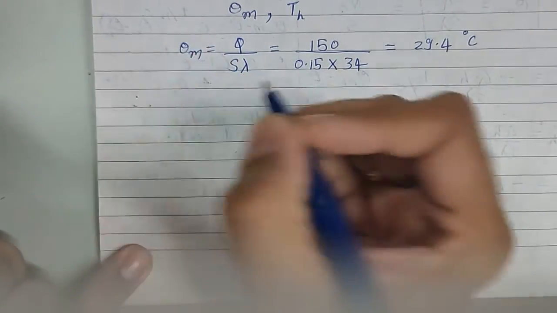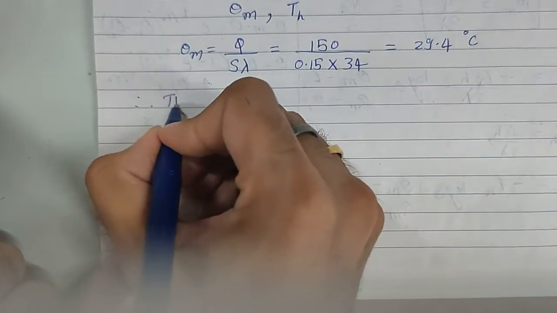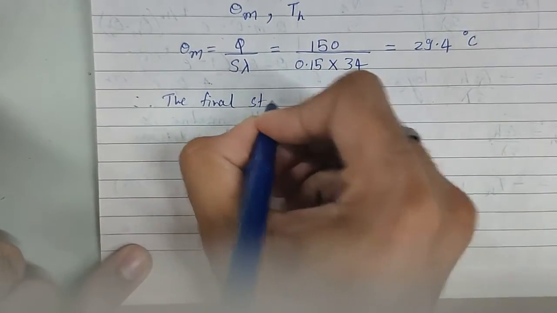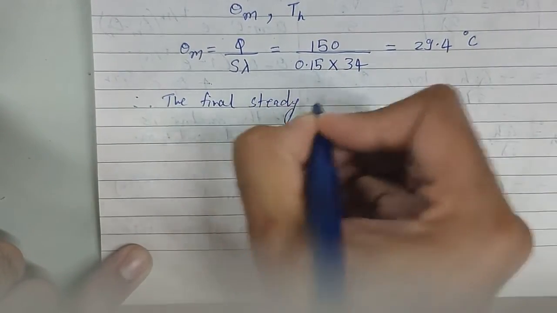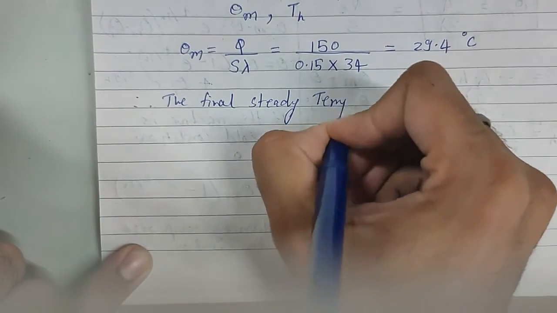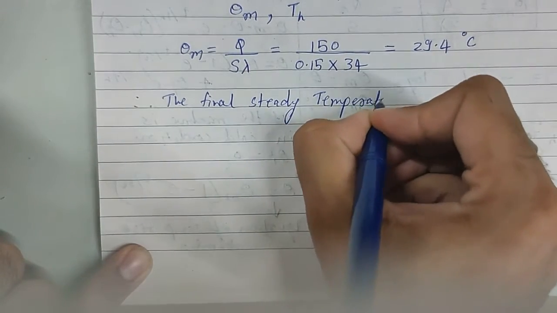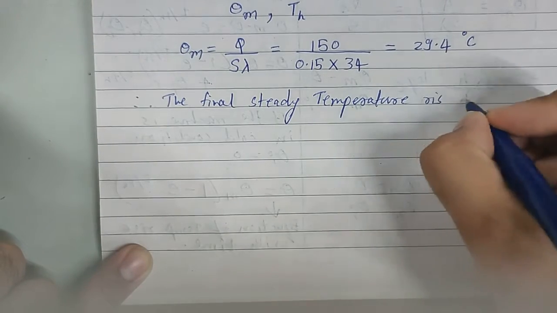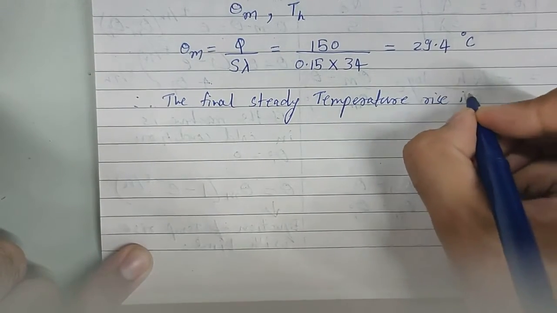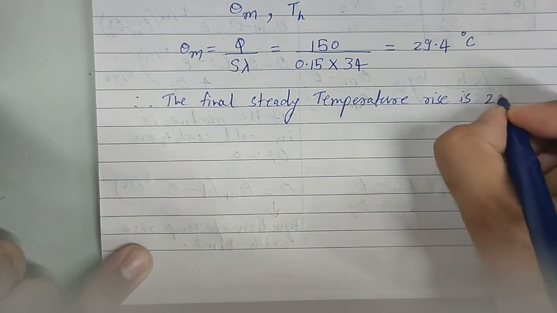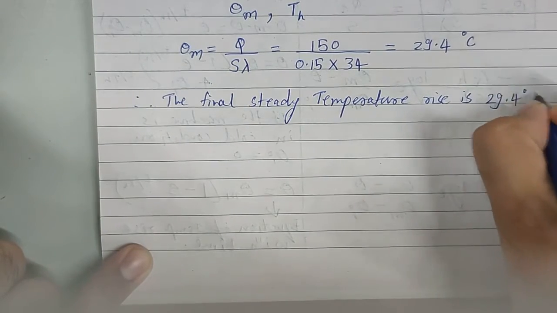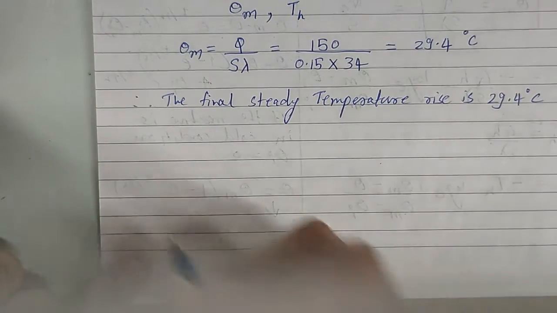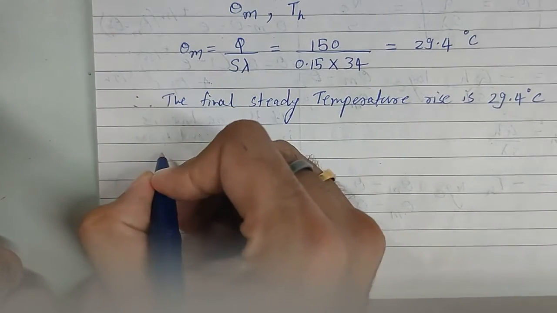Therefore, the final steady temperature rise is 29.4 degree centigrade. Moving ahead, we need to find the heating time constant.